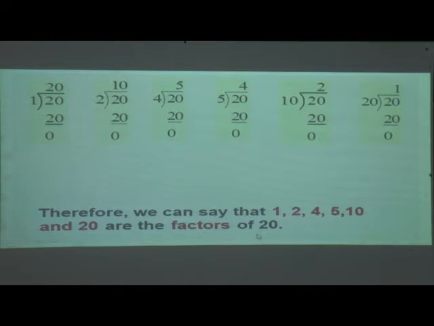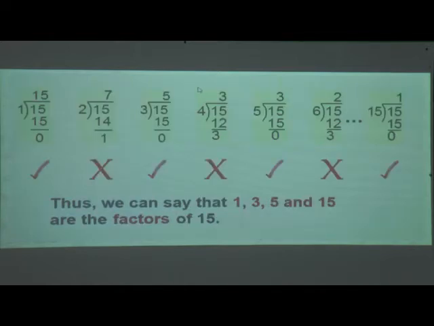Let us see the next example. Now, we are going to find out the factors of 15. So, 15 divided by 1, 1 15s are 15, the remainder is 0. So, this is a factor. Let us take 2. 15 divided by 2, 2 7s are 14. 15 minus 14 leaves the remainder 1.